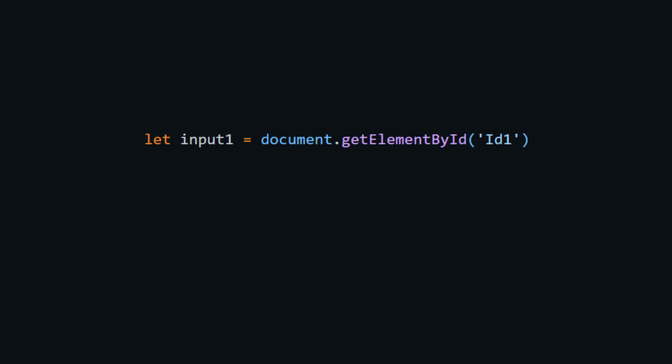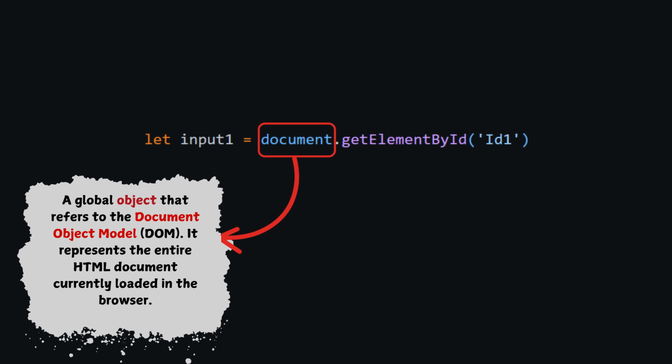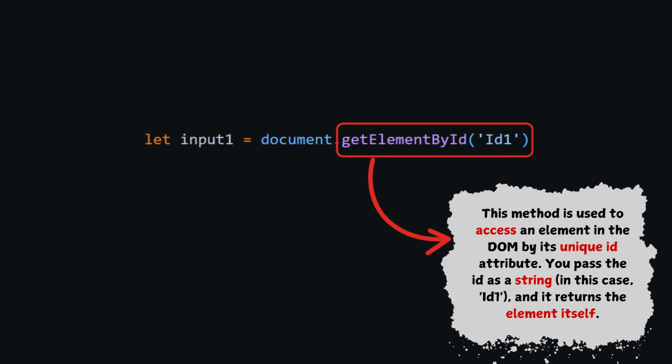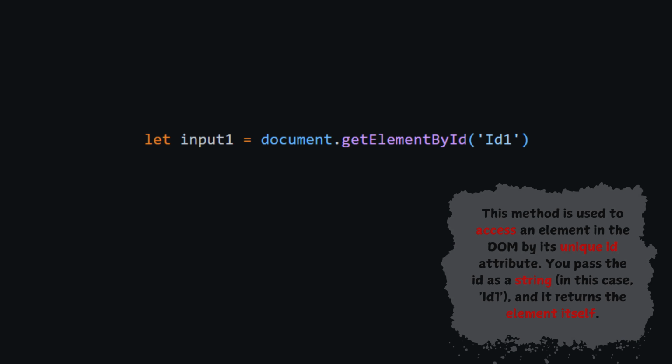Let's break it down. Document: this keyword is a global object that refers to the Document Object Model, DOM. It represents the entire HTML document currently loaded in the browser. getElementById: this method is used to access an element in the DOM by its unique ID attribute. You pass the ID as a string, in this case, ID1, and it returns the element itself.